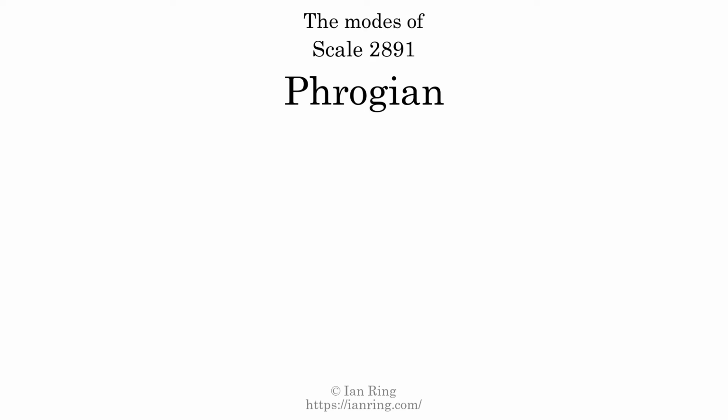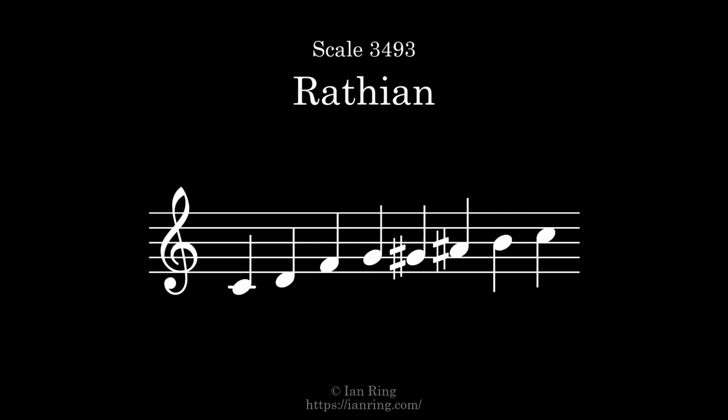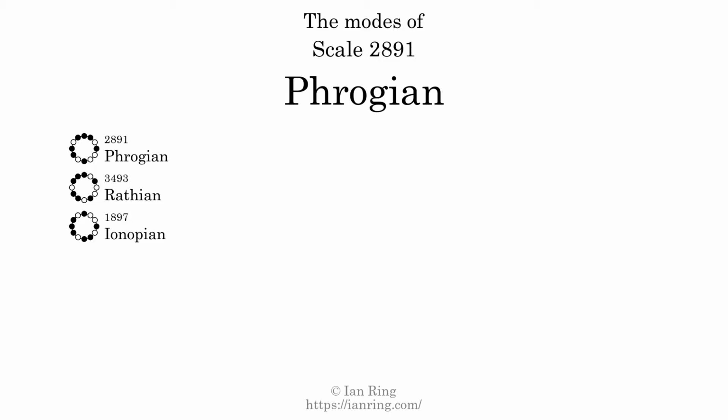This scale has 7 modes. The first mode is itself. The second mode is scale 3493, also known as Phrogian. It sounds like this. The third mode is scale 1897, also known as Arnopian. It sounds like this.